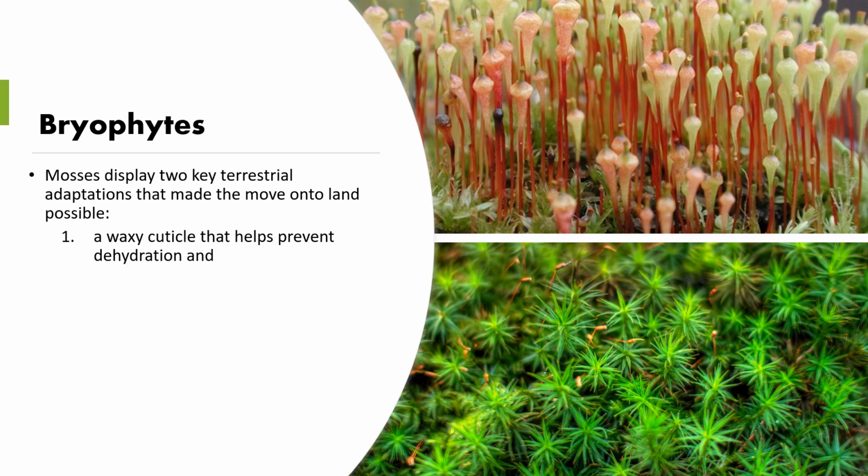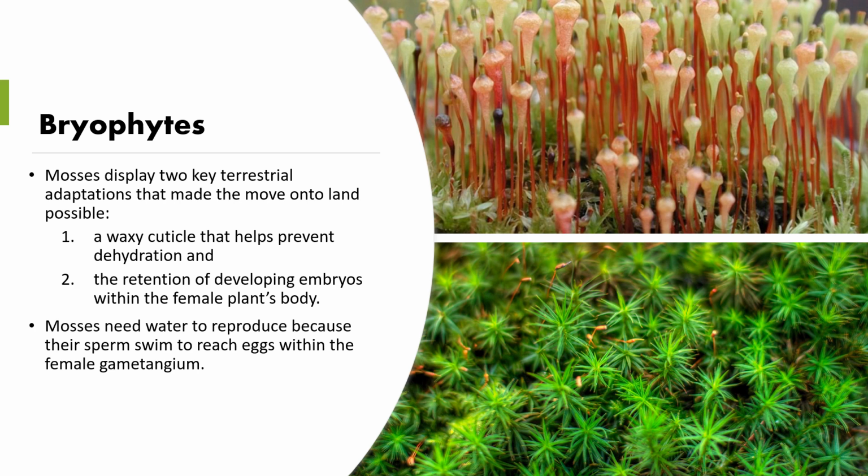They have a waxy cuticle, which means that they will not lose as much water as something like algae when it's on land, so it's able to prevent dehydration. And they also have retention of the embryo within the female plant's body. Okay, so this is going to stay within part of the plant, which has not been seen before.